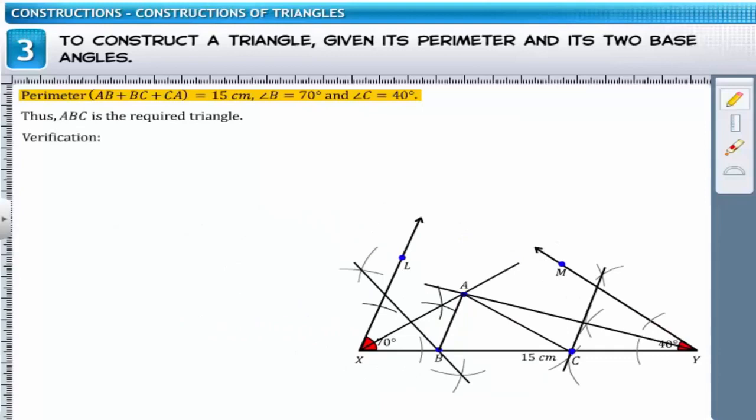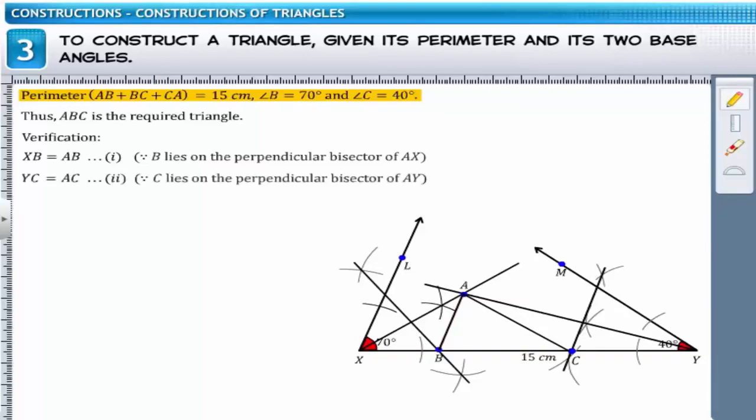Now we shall verify whether the triangle obtained is the required one or not. B lies on the perpendicular bisector of AX. This implies XB is equal to AB. Also, C lies on the perpendicular bisector of AY. This implies YC is equal to AC. Now, the perimeter of the triangle ABC is equal to the sum of its sides. But from equations 1 and 2, we can see that the sum of the three sides of triangle ABC is equal to XY.